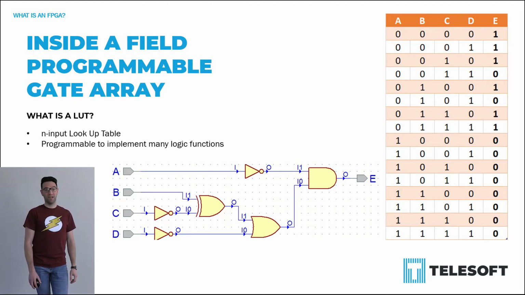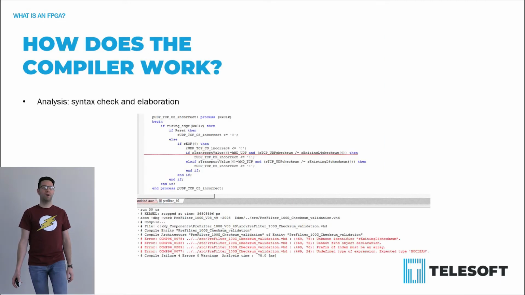They're all programmable, and on the Stratix 10 FPGA, for example, there are 1 million LUTs. This gives you a little idea of the scale of how many lookup tables you have in a modern high-end device. You can get more, you can get less. It's very device dependent. Next, we're going to talk about how the compiler works.